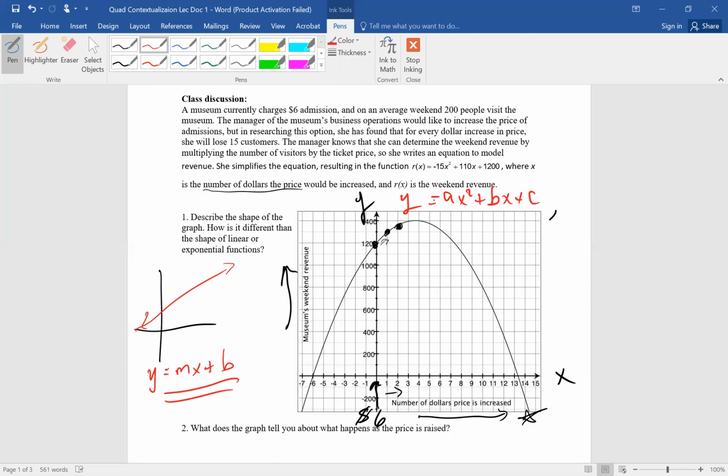Well, this kind of goes up. It hits some maximum value. Oh, I don't know, somewhere up in here. And that's called the vertex, which we've discussed already. And then it's going to come down and have x-intercepts here and here.